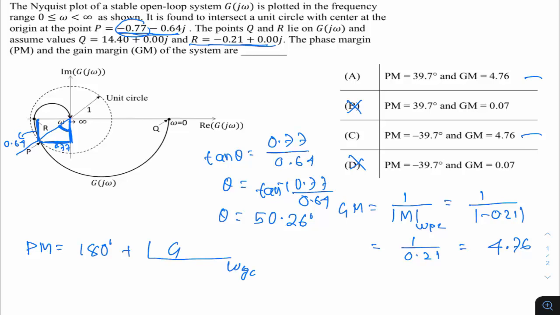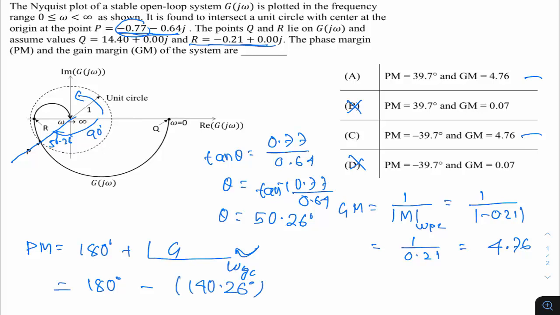But what I was asking is which angle we need. Basically we need this angle. So when I write this here, it is nothing but this angle. This angle is, this is 90 degrees, and this is 50.26, and because we are moving in the clockwise direction, the angle should be negative. If I had moved anti-clockwise this way, I would have taken a positive angle. So this is basically 180 degrees minus 90 and 50, so this is 140.26 degrees.